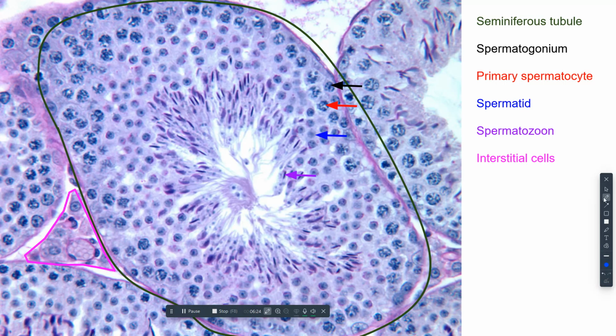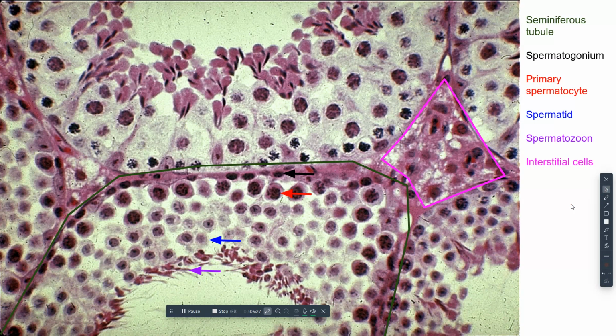Okay, let's look at another one of these. So I've got another set of seminiferous tubules here. Here's the lumen of a seminiferous tubule down here. Here is the wall of the seminiferous tubule right here. Got some interstitial cells over here.